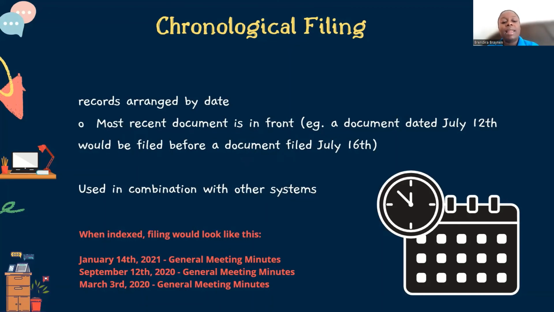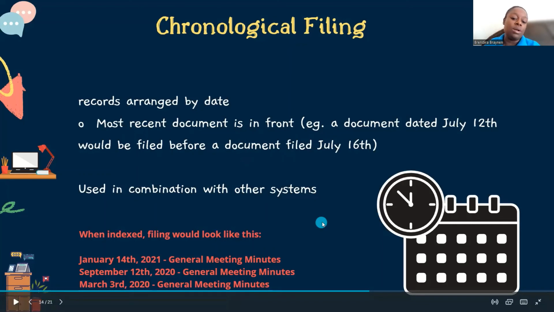And with chronological filing, of course, we can use a combination of other systems with it, because let's say we have multiple things going on. We're filing by month, and we have multiple things going on for that particular month. Then we still need to know how we're going to place it in order. And so we can still use alphabetical, we can still use numerical, all of that we can still use with chronological filing. And so here's an example.